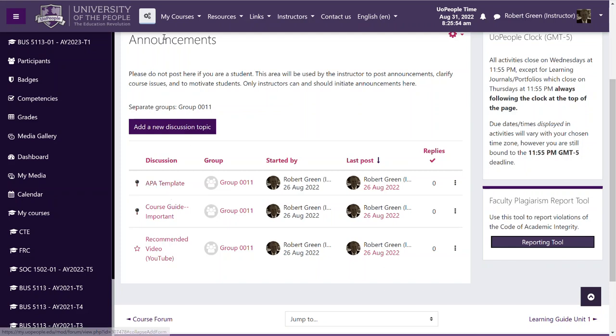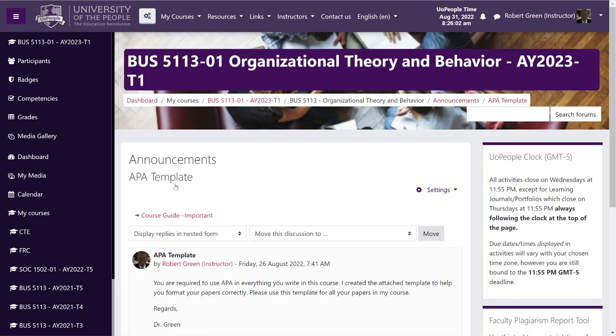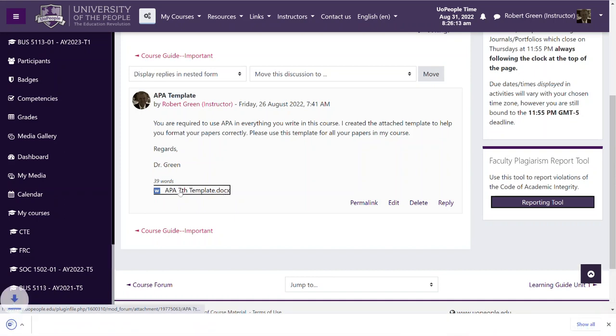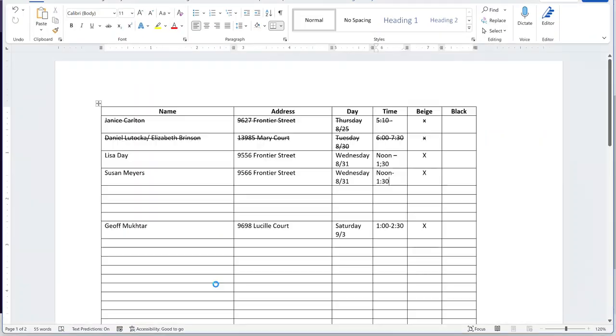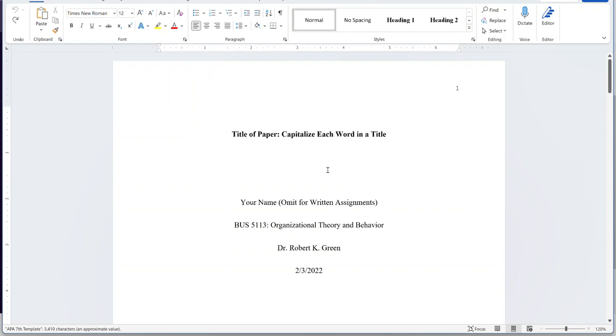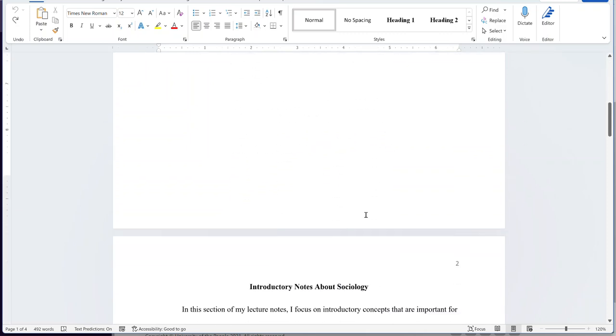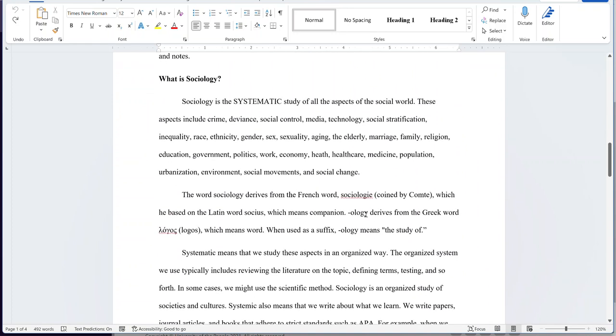So you go to announcements and then locate APA template, click on that, and then down here it says APA 7th template, and it's a Word document. So click on that, and that will download it, and you click on it, and there is the template. Okay, so what you want to do is go through this template.